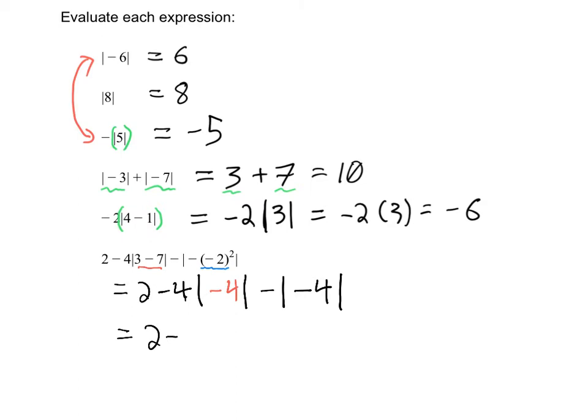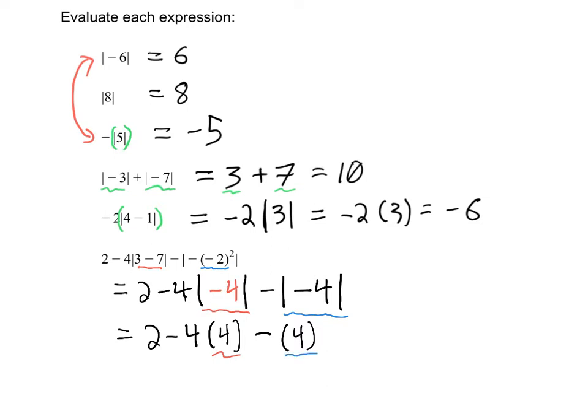2 minus 4 times the absolute value of negative 4. So the absolute value of negative 4 would be a positive 4. So the absolute value of this expression has to be positive. Minus the absolute value of negative 4 again. So the absolute value of this expression is going to give us a positive value. So that's 4.